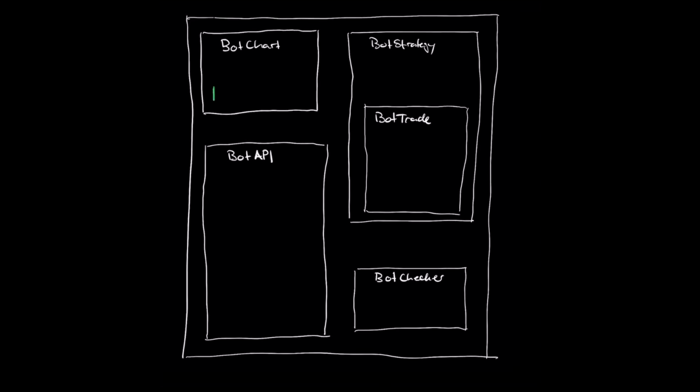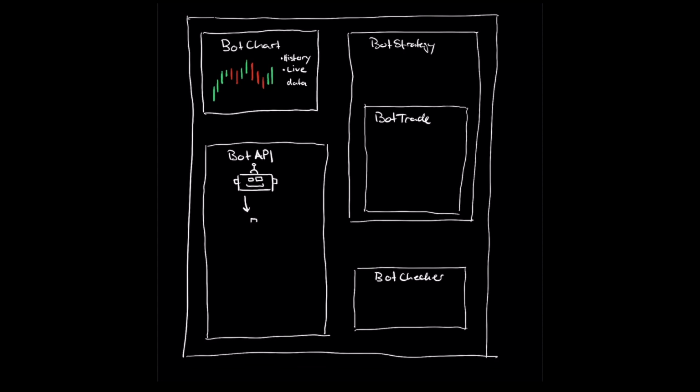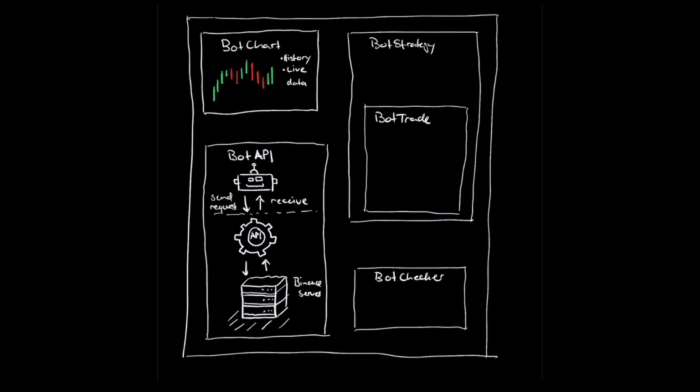Well, in the top left corner we see bot chart, and bot chart is essential for storing and passing data to the algorithms. This data comes from Binance itself. We have a script that is called bot API, and in this script we have all the functions that are used to interact with Binance. The other modules like bot chart, bot strategy, bot trade are using the methods from this module.